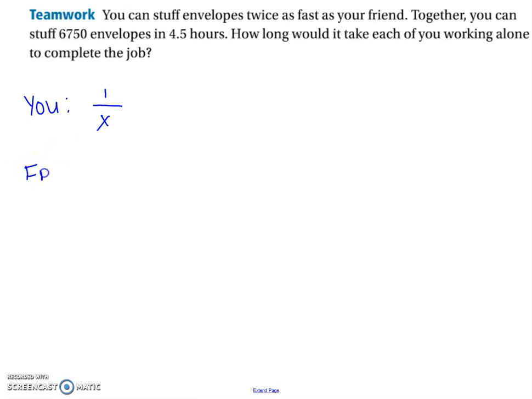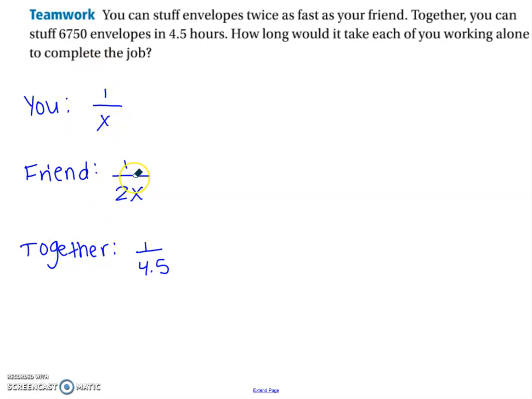Because your friend is slower than you, they're twice as slow because you're twice as fast. So if you do it in 5 hours, it's going to take your friend 10 hours. So your friend would be 1 over 2x. And we know that together, you can do 1 in 4.5 hours. Okay, so this is one way to set it up.